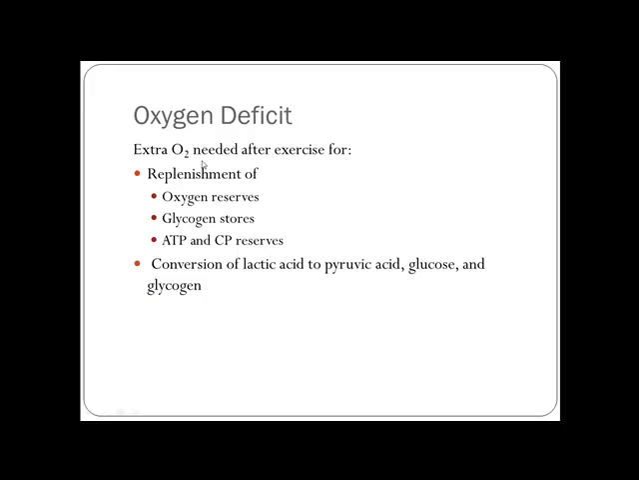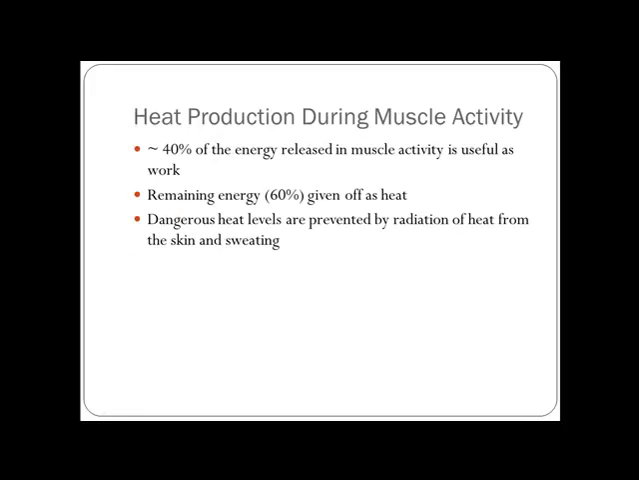Okay, next ones are oxygen deficit. So you need extra oxygen after exercise to do a couple things. Replenish your oxygen reserves, restore glycogen, and return your ADP to ATP and make your creatine phosphate. All right. It's also going to help with the conversion of lactic acid to pyruvic acid. All right, we spoke of this earlier. When your muscles are contracting, only 40% of the energy released in the muscle is used for contraction. The rest of the 60% is given off as heat.